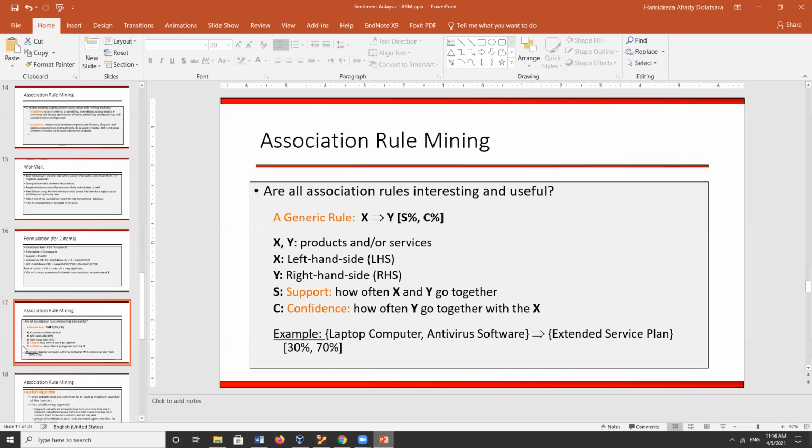So X implies Y, bracket S and C. Whenever you see that, S stands for support, and C stands for confidence between X and Y. One example could be laptop and antivirus. From previous sales, you can calculate their support and confidence, and then use those for calculating the lift. Having a lift more than one, you can put them next to each other in your store.